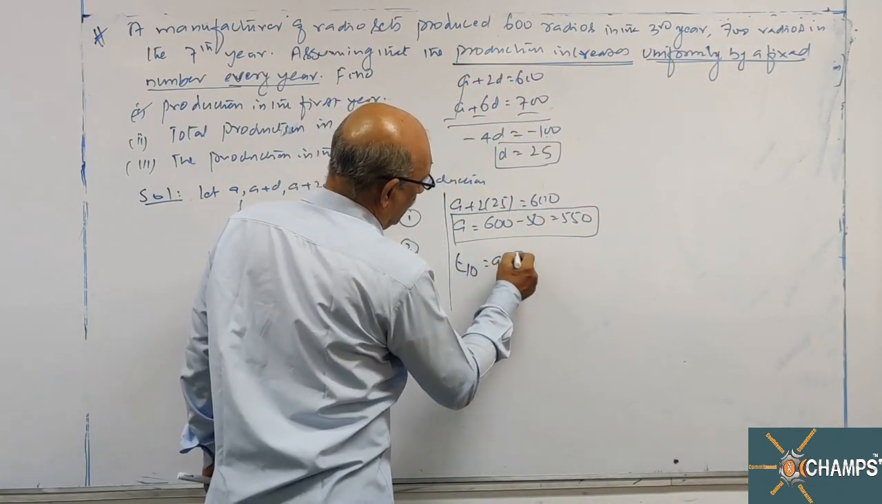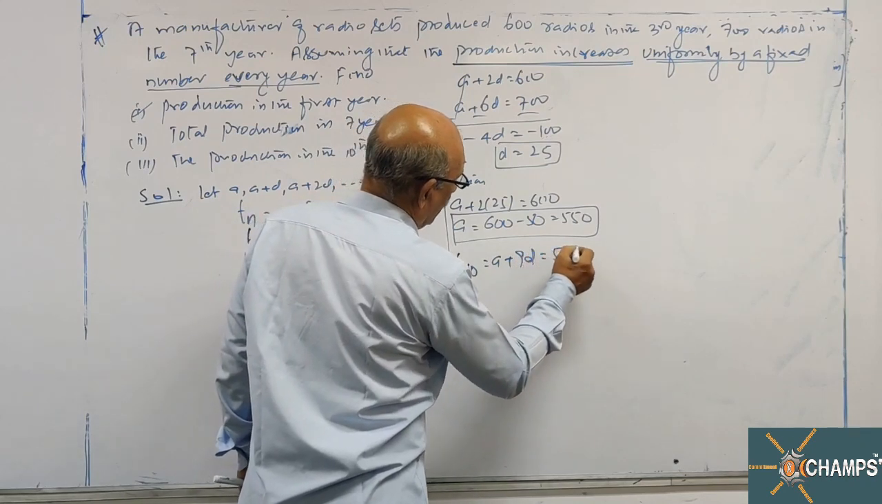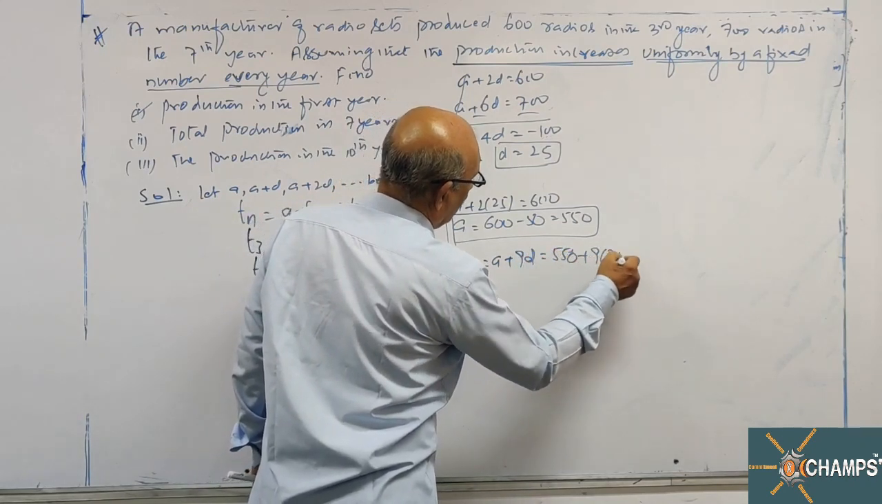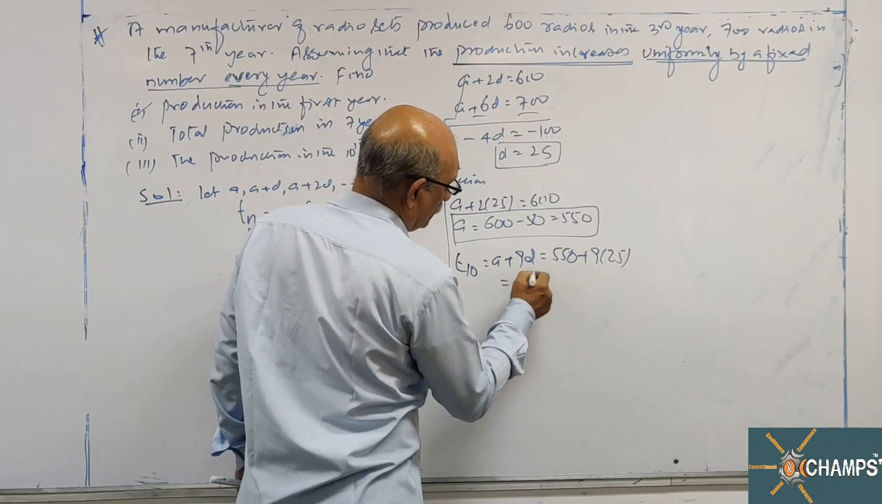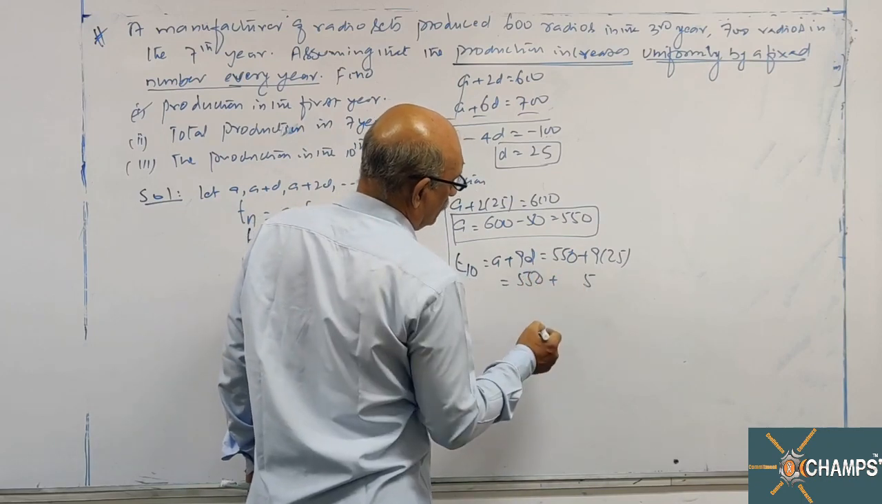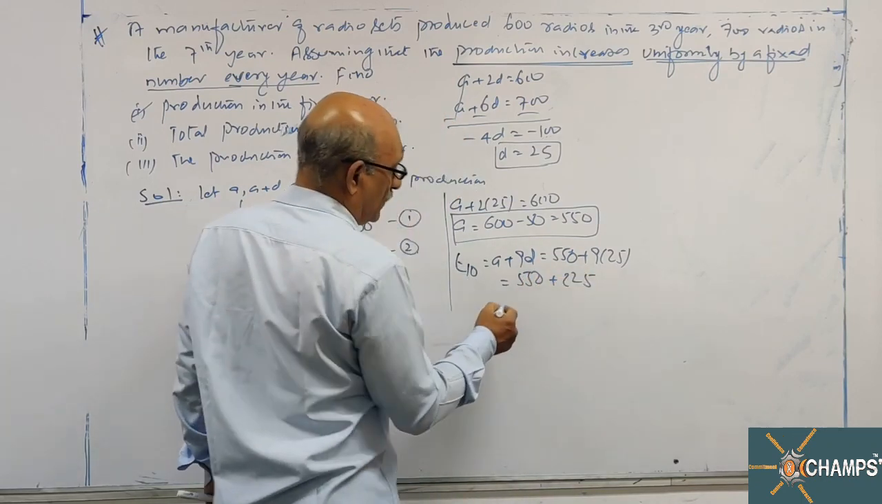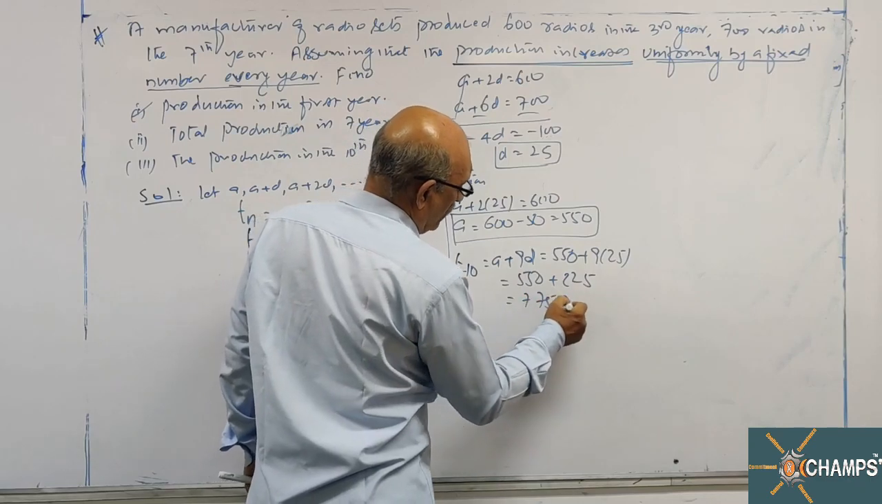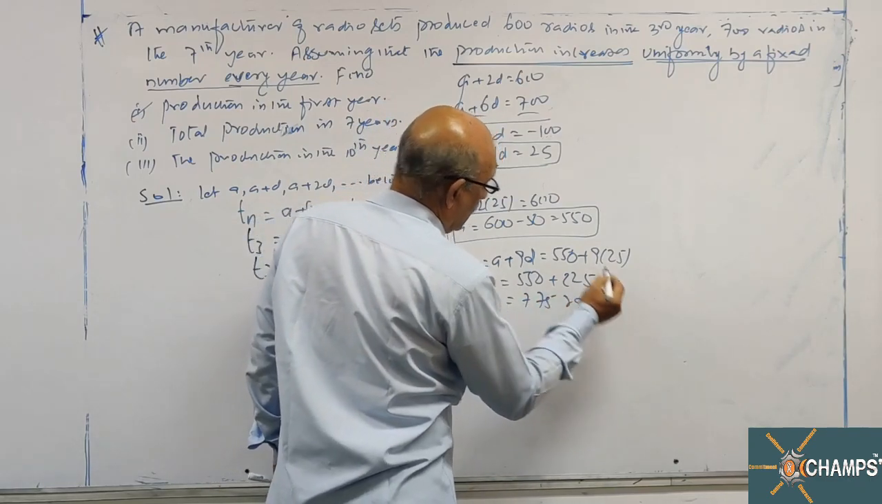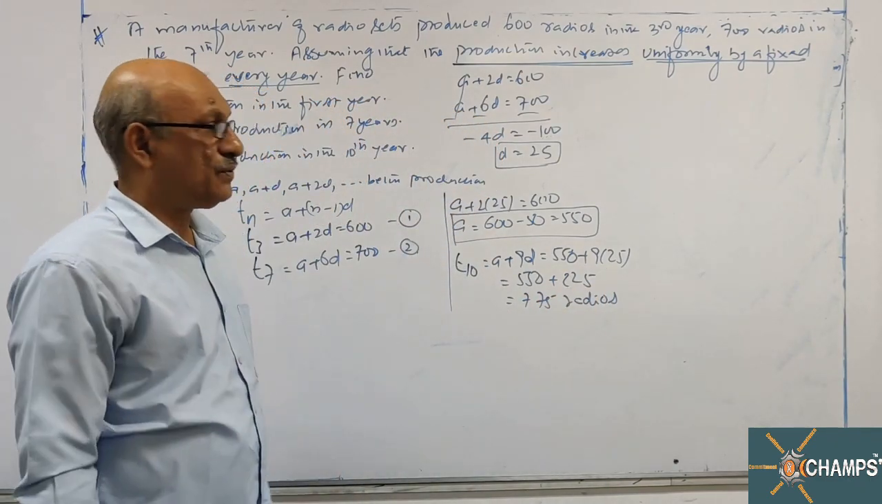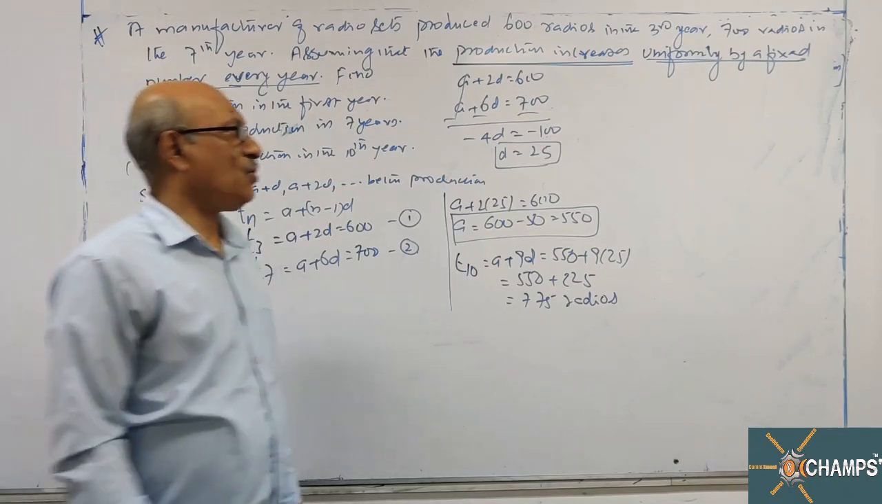T10 is equal to A plus 9D, that is 550 plus 9 into 25. 225. So this is equal to 775 radios. Third part of the question is also over.